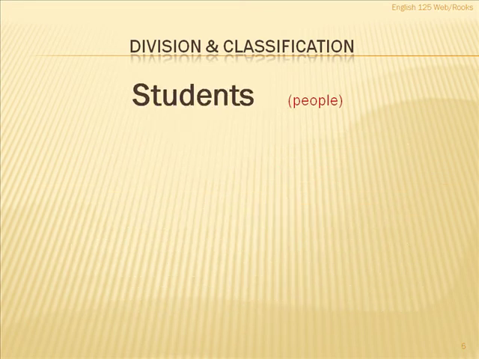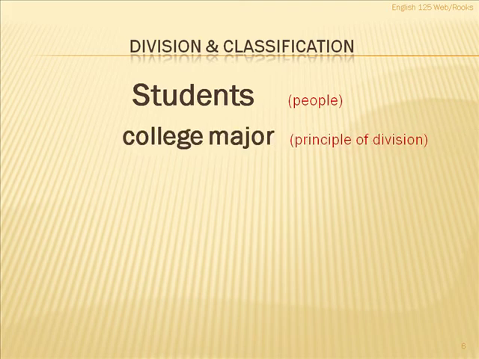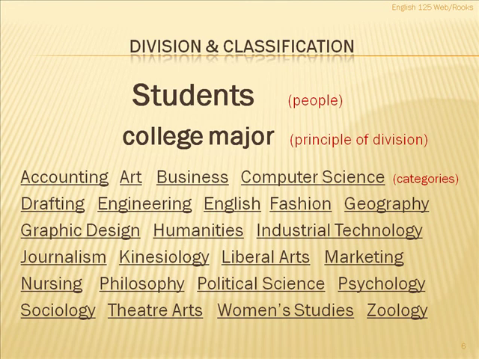Now, let's take a look at this here with the students. Let's say the college also wants to know what kind of majors students have, and therefore what kind of courses we should be offering. If you wanted to know what majors students have, then of course your principle of division would be by college major. And then your categories would simply be a listing of all of the majors that were available in the school.